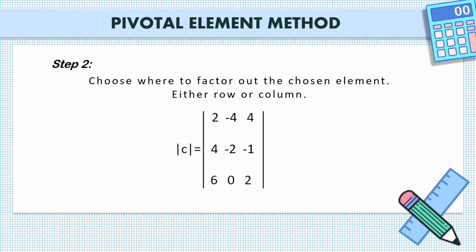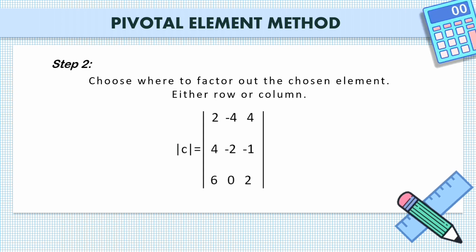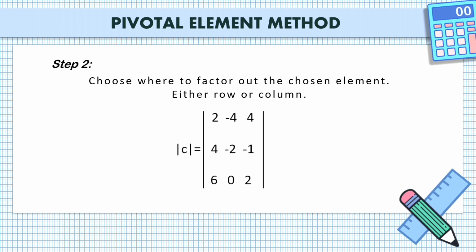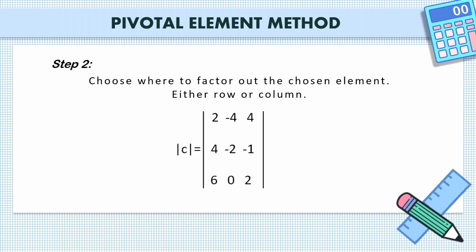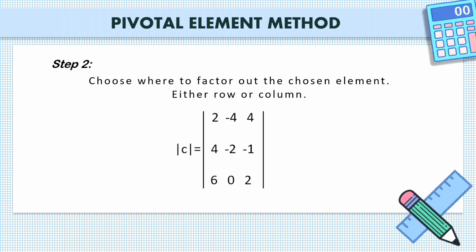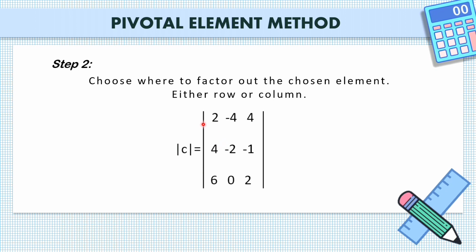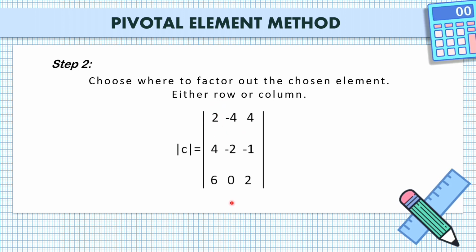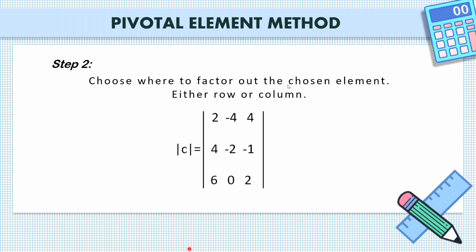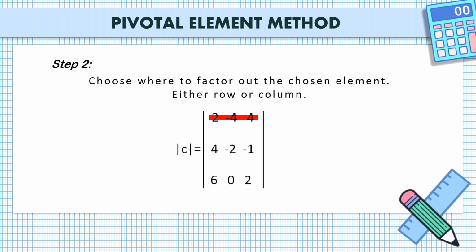Step 2. Choose where to factor out the chosen element, either row or column. Nakapili na tayo ng ating pivotal element. Ngayon, pipili tayo kung saan natin ifa-factor out itong element. It's either sa column or sa row. So, para sa akin, ang pinakamadaling gawin ay ang sa row, which is ang 2, -4, and 4.